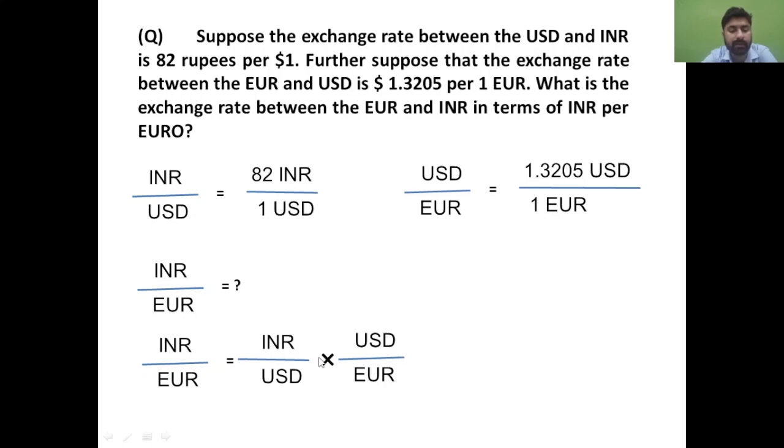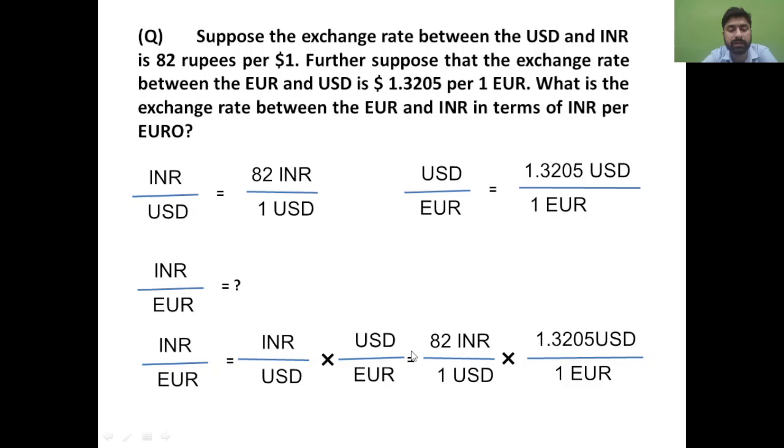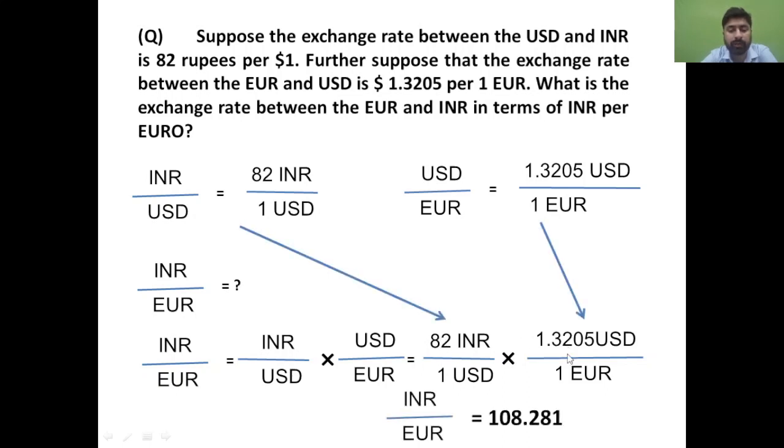So can we write this in this particular fashion? See very carefully that this information is already with us. What is this information? This is your 82, and this also we have, so this is your 1.3205. Now you simply need to put all these figures in the equation. Then the USD will get cancelled, and finally once you calculate 82 multiplied by 1.3205, you will get 108.281, and this will be your answer.